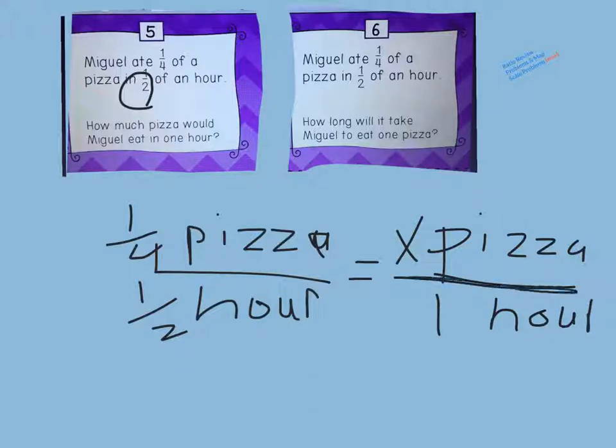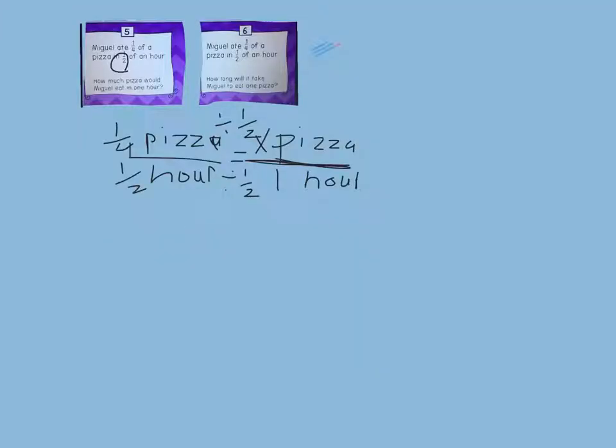All right, so now I can go and figure out my problem. How do I get from 1/2 to 1? Well, I divide by 1/2. Whatever I do to the bottom, I have to do to the top. So I'm going to divide 1/4 by 1/2. To finish the problem, we want to take 1/4 and divide by 1/2 to get X.